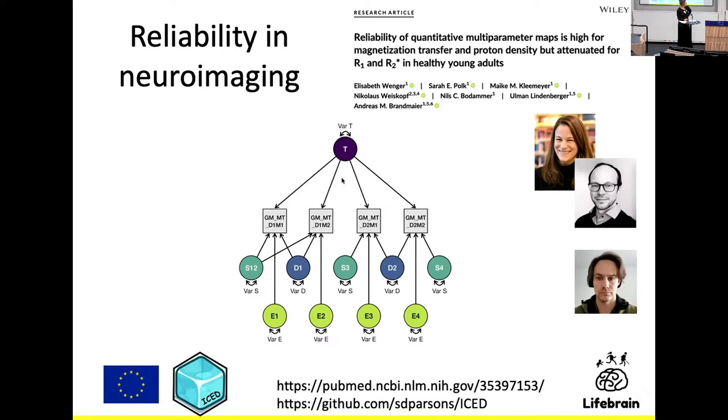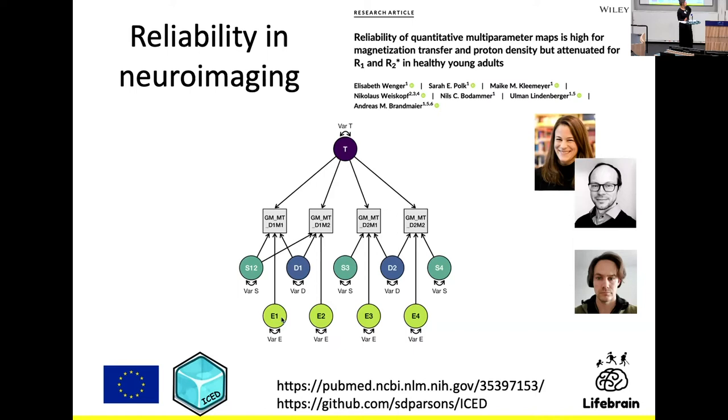There's the true score here that is a combination of all the measures, what they have in common. And then there are day-specific scores, because these two were measured on day one and these on day two. So that's what they have in common, day two, day one. And then a session-specific score that is capturing the difference between these two sessions with respect to what's common with these two sessions. And then all the rest of the variance is the error variance.